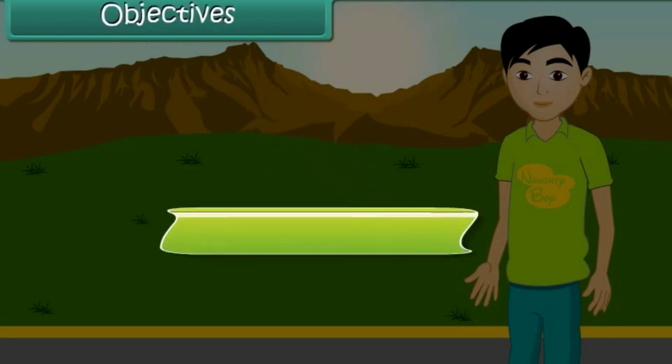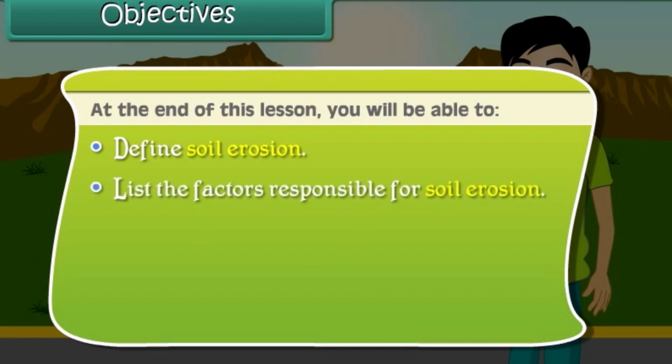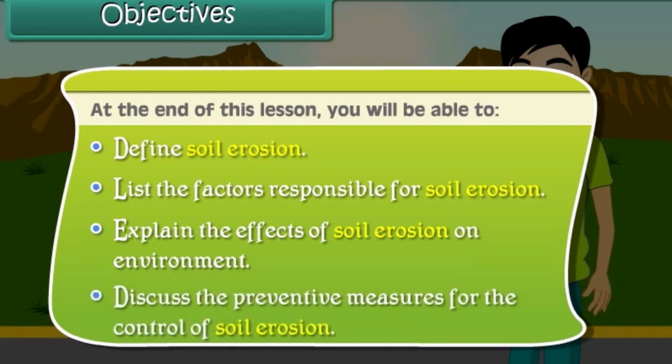Objectives. At the end of this lesson, you'll be able to define soil erosion, list the factors responsible for soil erosion, explain the effects of soil erosion on environment, and discuss the preventive measures for the control of soil erosion.